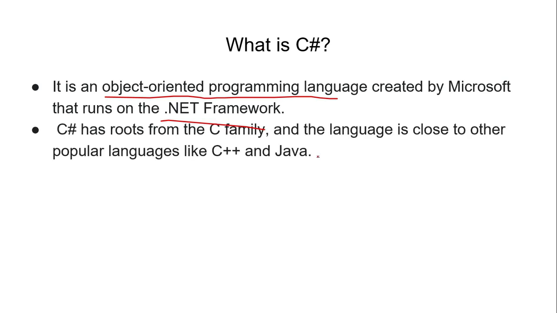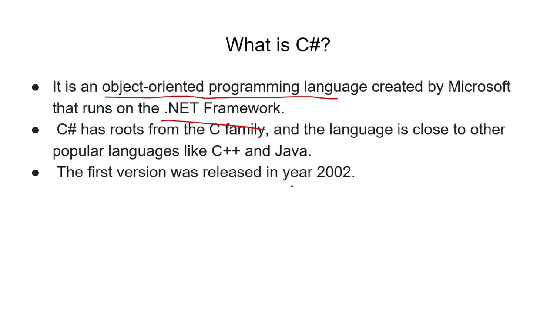You can see these are rooted in the C family, and the language is close to other popular languages like C++ and Java. If you are familiar with the C programming language, that is the root language for C#, and it is similar to other programming languages like C++, Java, and JavaScript. The first version was released in the year 2002.